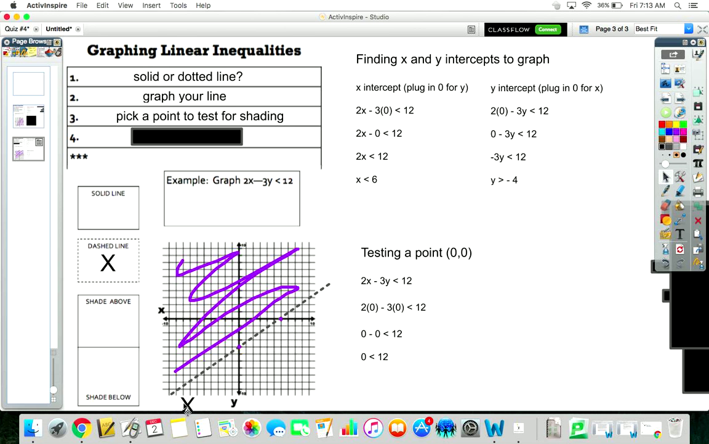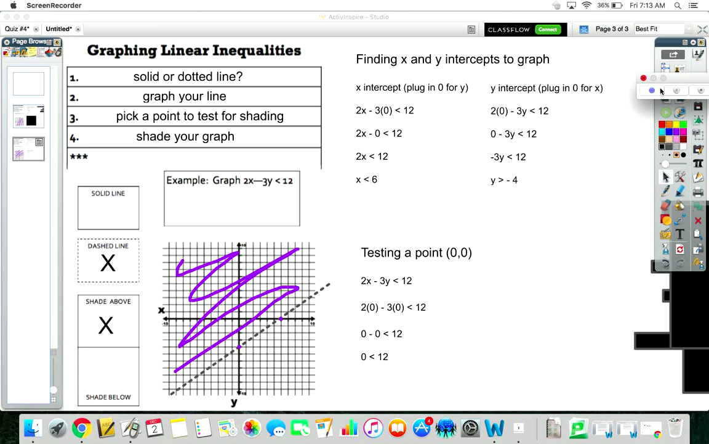Now you have finished your graphing once you have included your shading, and this is complete.